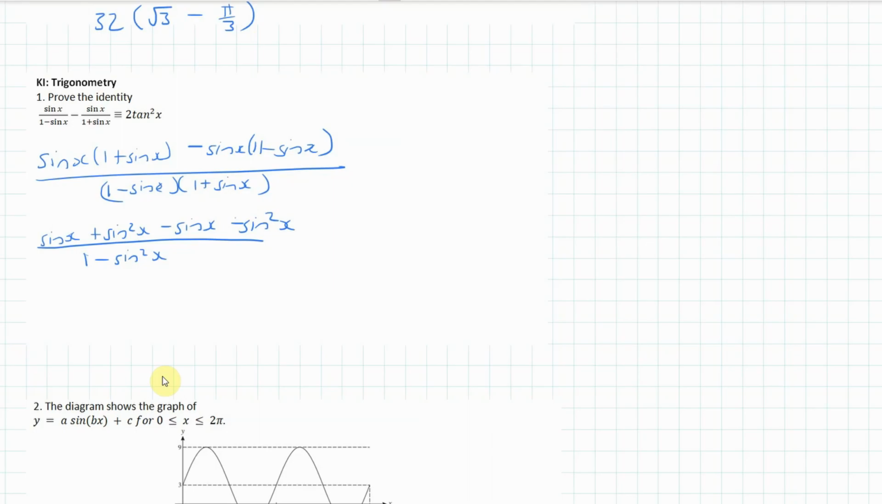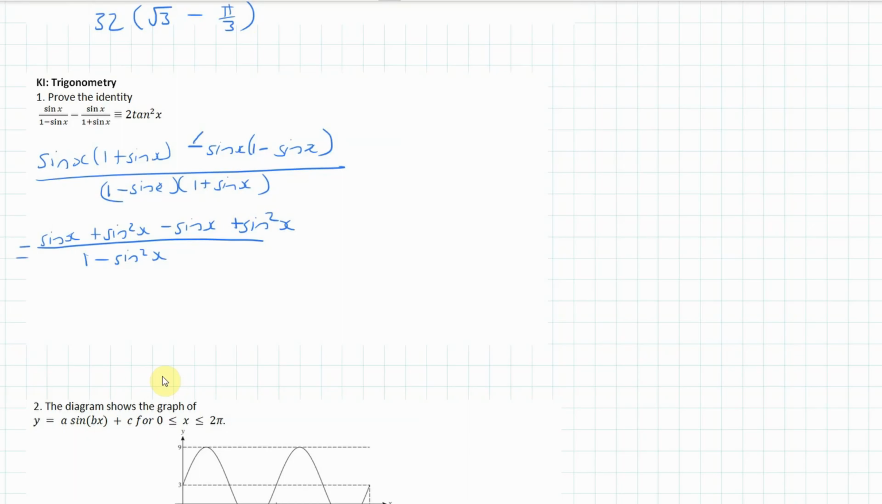Oh, well, sorry, positive sine x, right? Because it's this, and I should have a negative here. I see what I did. This is why you write neatly, isn't it, guys? 1 minus sine x. Okay, so that'll give us positive sine squared x.